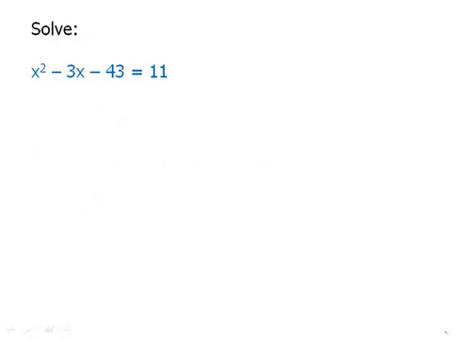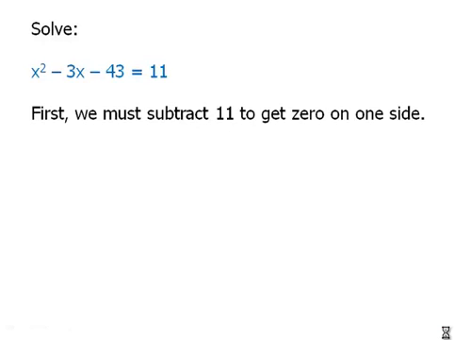Here's another example. Now before we can apply the zero product property, we have to have something that equals 0. So our first step is going to be to get the quadratic equal to 0. And we're going to do this by subtracting 11 from both sides.